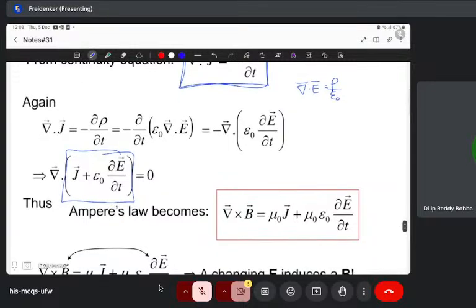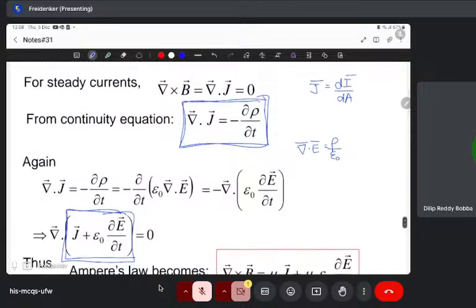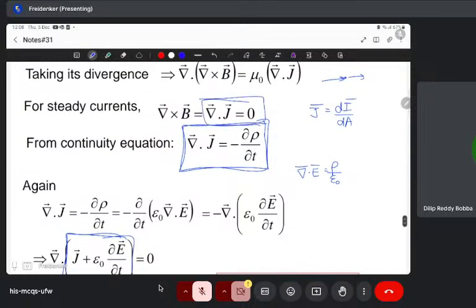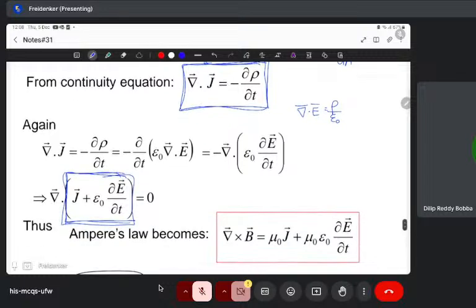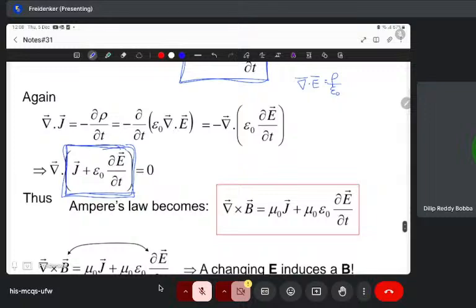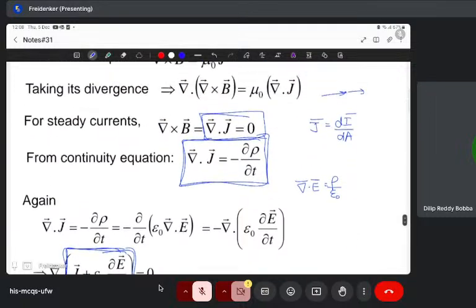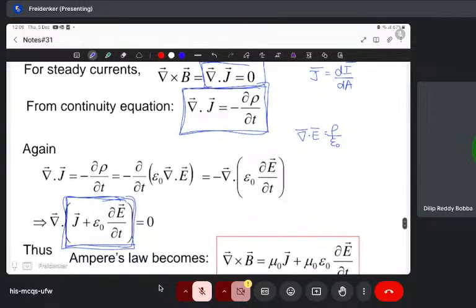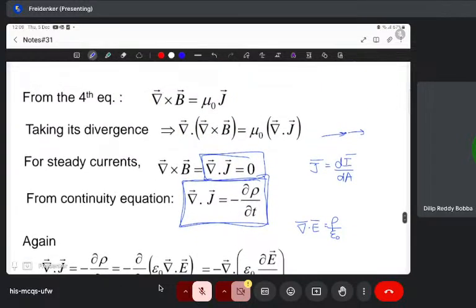He's using this continuity equation and trying to change something. What is he trying to tell? He's trying to tell that divergence of this quantity is zero, not only this one. This is zero for steady currents. What if there are no steady currents? Then you have to use this. So why does Ampere's law change? Because we are trying to modify this.